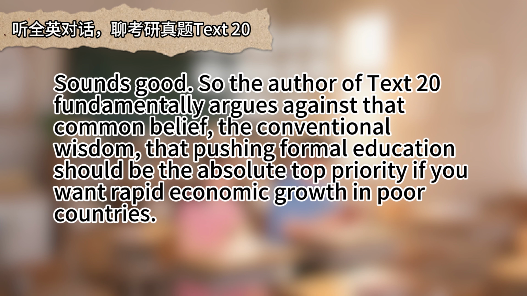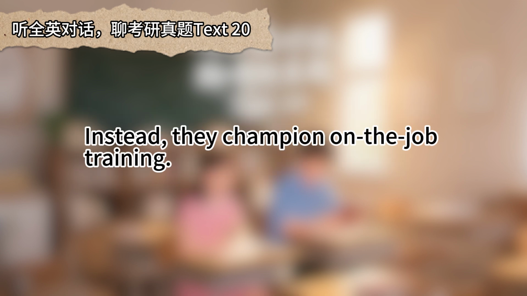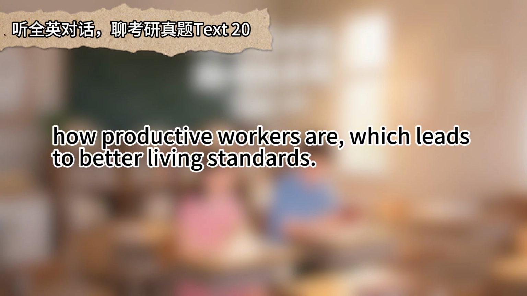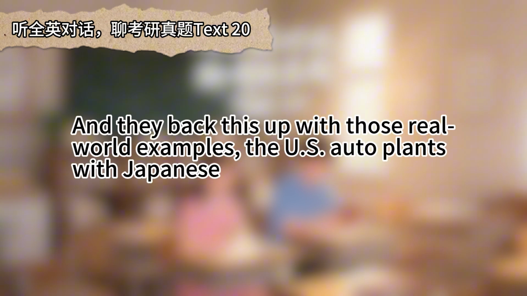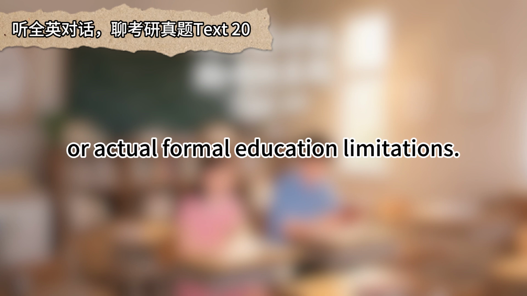So the author of Text 20 fundamentally argues against that common belief, the conventional wisdom, that pushing formal education should be the absolute top priority if you want rapid economic growth in poor countries. Right, mainly because building those systems and getting enough people through them just takes too long, generations, they say. Instead, they champion on-the-job training. They argue it's a much faster, more direct path to getting substantial improvements in how productive workers are, which leads to better living standards. And they back this up with those real-world examples, the U.S. auto plants with Japanese management, the construction workers in Houston showing high productivity despite perceived or actual formal education limitations.